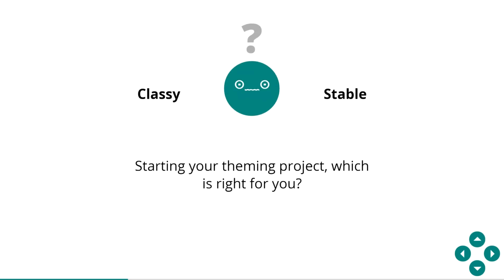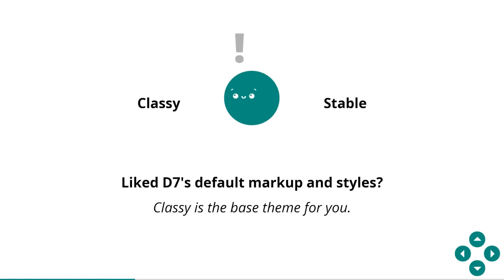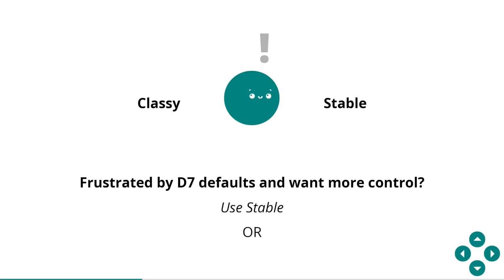So you're starting a new project. What should you use? If you like theming in Drupal 7 and you thought the kind of markup and classes that it provided helped you out while you were building a site, use Classy. It's there, it's solid, and it will work for you. If you're like me and you want all the control and you're going to sit there and make sure that all your classes are perfect, Stable is probably the guide for you.